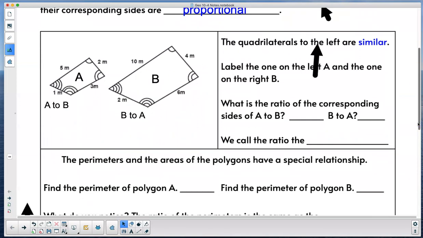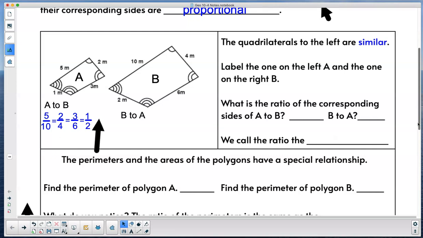Now, the quadrilaterals to the left are similar. They are similar figures, and they are all marked. In fact, if I was going to do a similarity statement from A to B, it would look like this: 5 to 10, because it's the quadrilateral to the single, and then the single to the double is 2 to 4, 3 to 6, and then we have 1 to 2.